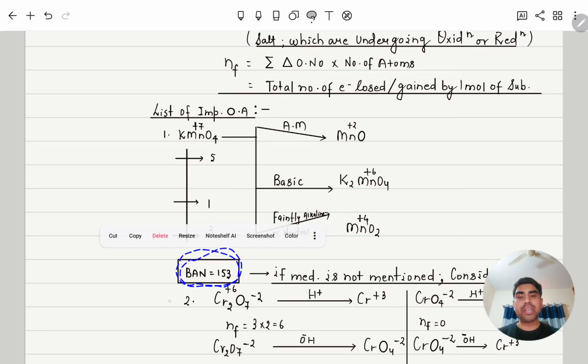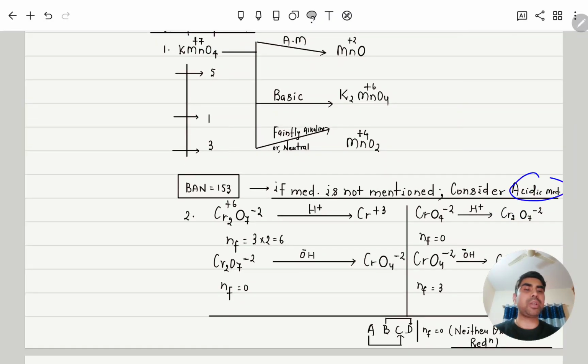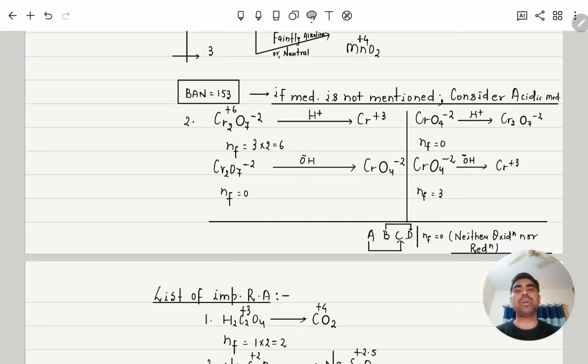Ban 153, in basic medium 1, in acidic medium 5, in neutral medium 3. If the medium is not mentioned, consider acidic medium. Now coming to dichromates. Dichromate in acidic medium always goes to +3. So how much? +6 to +3, the n factor is the change in oxidation number 3 into atomicity 2. So n factor is 6.